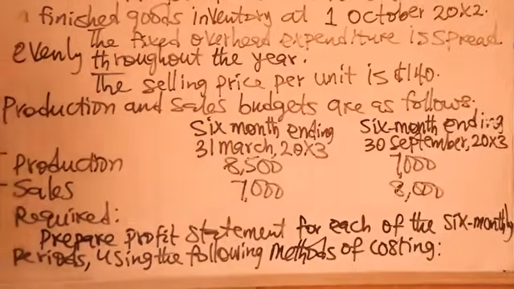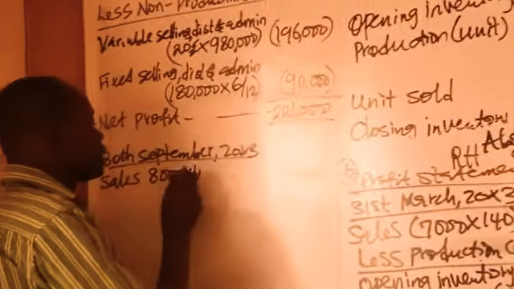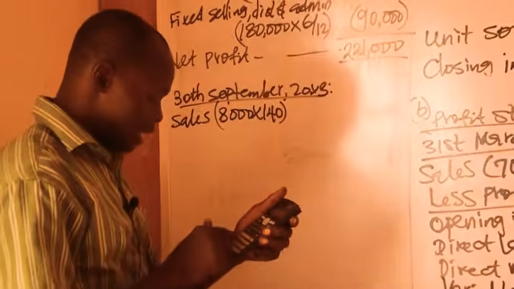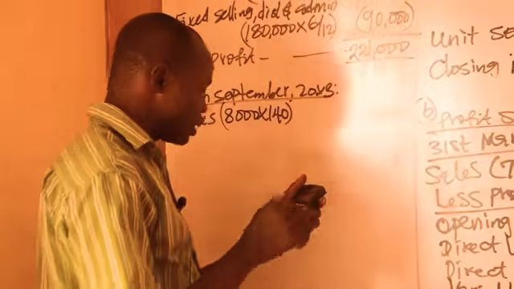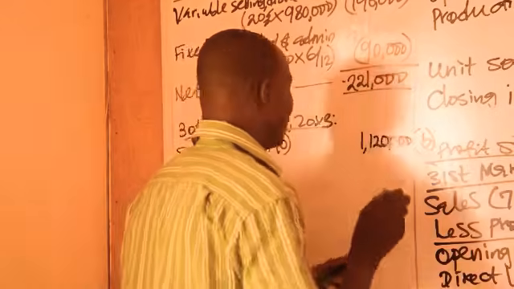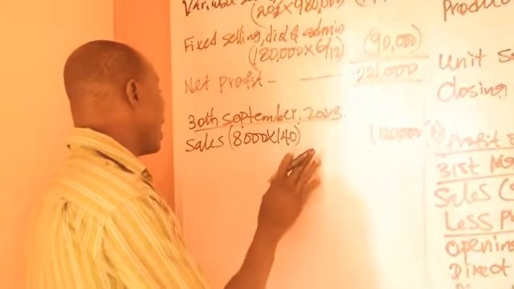8,000 multiplied by the selling price per unit of 140. 8,000 times 140 will give us 1,120,000 from sales. We are using absorption costing.